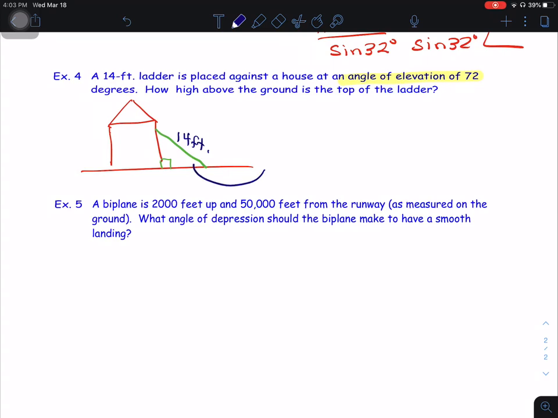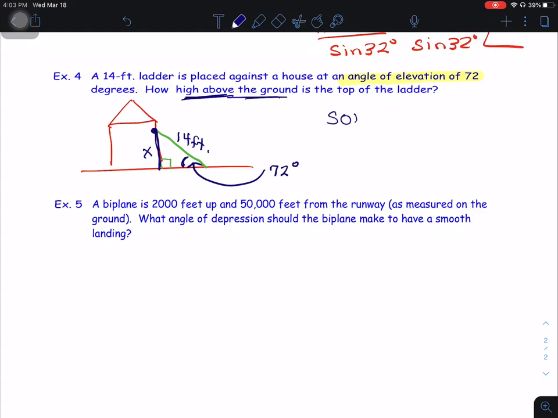Remember where that goes. That always goes in the bottom of our triangle. So I'm going to label this angle right in here 72 degrees. Now let's look at what the question's asking. The question wants to know how high above the ground is the very top of the ladder. Well, we've got the ladder leaning right here. Right here is the top of the ladder. So the question is, how high is that top of the ladder from the ground? I'm going to label that side X. That's what we're looking for.